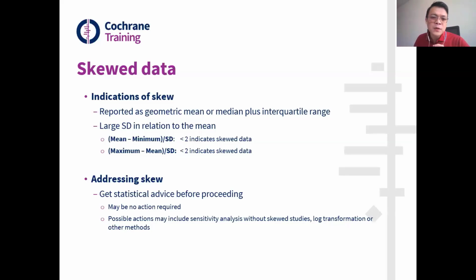We can sometimes also see an unusually large standard deviation in relation to the mean. And if a study reports both the minimum and the maximum in addition to the mean and SD, then we can use these to check for skewness of the data. If you do encounter skewed data in your review, it means that the standard methods might not be appropriate, so get statistical advice before proceeding. It might be that no action is required, but possible actions may include sensitivity analysis without the skewed studies, log transformation, or other methods.